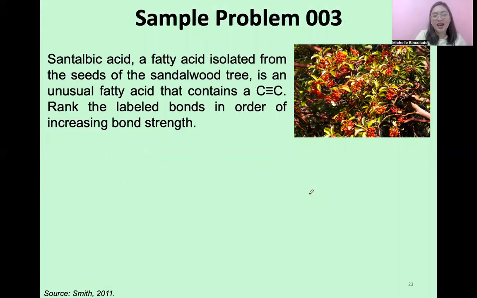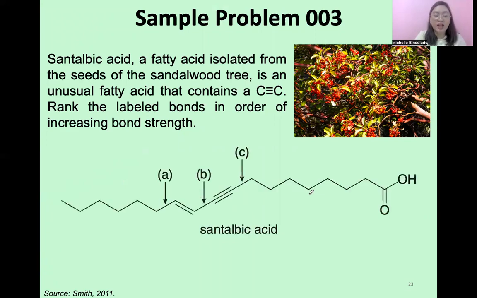Okay, so let's now have our third sample problem, xanthalpic acid. A fatty acid isolated from the seeds of the sandalwood tree. Ito, guys, meron tayong picture sa right ng seeds ng sandalwood tree. It is an unusual fatty acid that contains a carbon-carbon triple bond. Rank the labeled bonds in order of increasing bond strength. So ito, guys, ang structure ng xanthalpic acid.